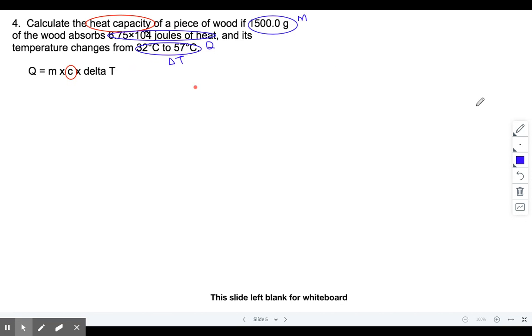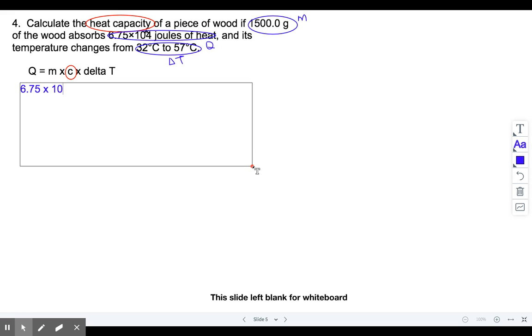So I'm looking for this C for this piece of wood. Okay, so I know the Q is 6.75 times 10 to the power 4 joules. And I'm going to change the joule to capital J. Equals, and I know my mass is 1,500.0 grams. And I'm looking for C, so I'm just going to keep it C. And then I have my delta T, and that is 25 degrees Celsius.